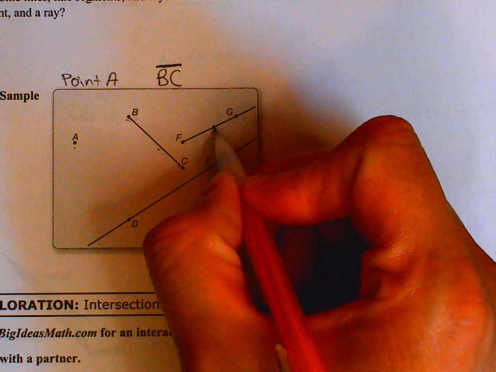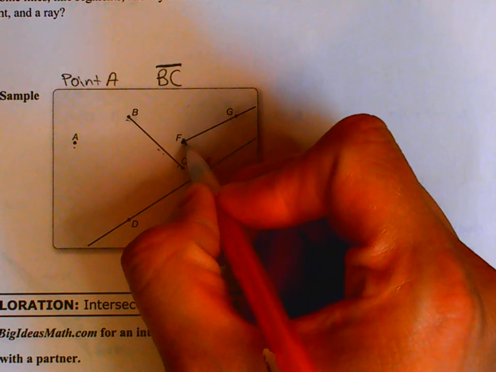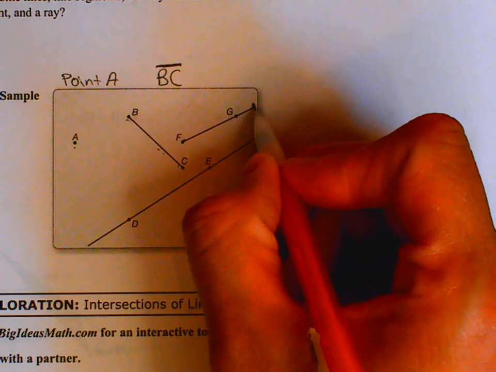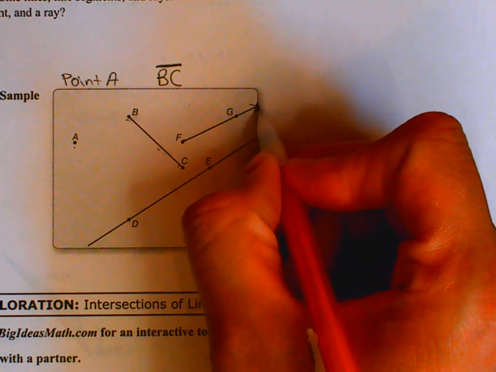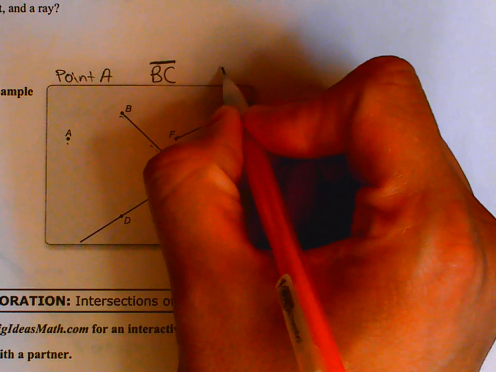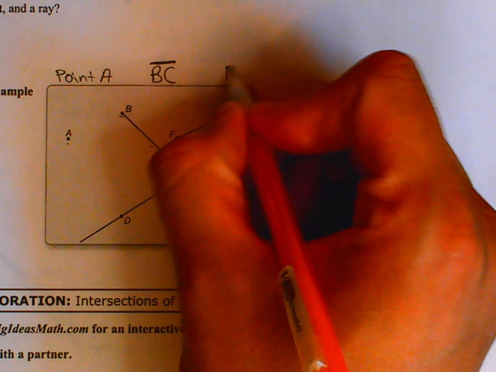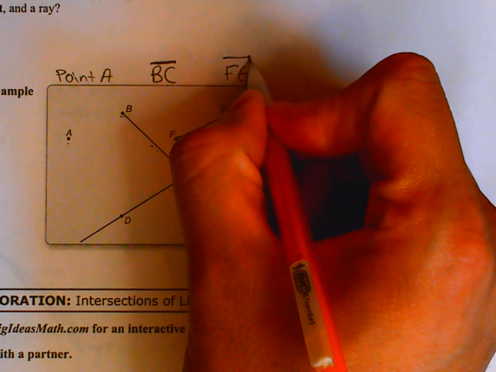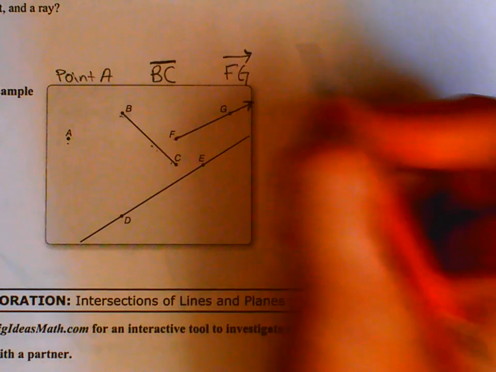Now this one is indeed a ray because it has an endpoint. It goes towards the direction of G and it continues. We can't see it here, it got cut off, but there's a little arrow continuing that way. So we call this one ray FG. Now the notation for that, the endpoint starts at F and goes in the direction of G. So you put a little arrow above the G.